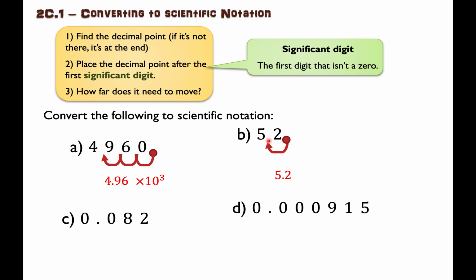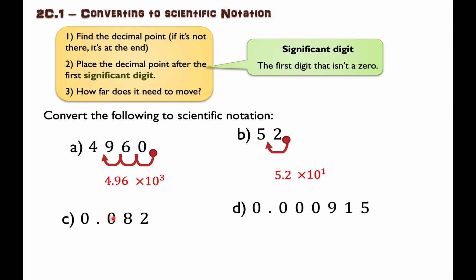52 is a big number. So when I write my 5.2, because the decimal point has moved here, it's going to be times 10 to the power of positive 1, because it moved one place. When I say big number, by the way, I really just mean bigger than 1. 52 I consider to be a big number.